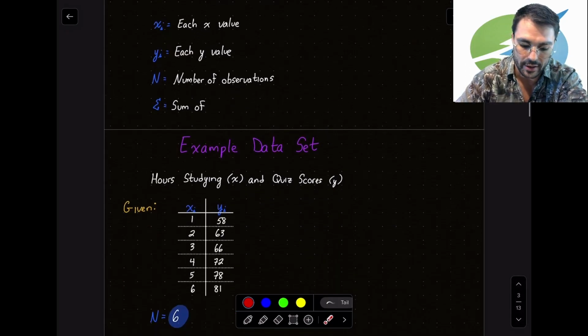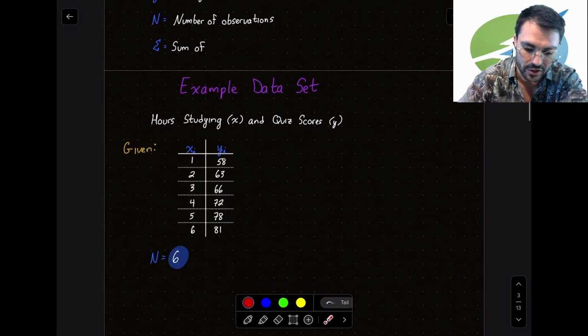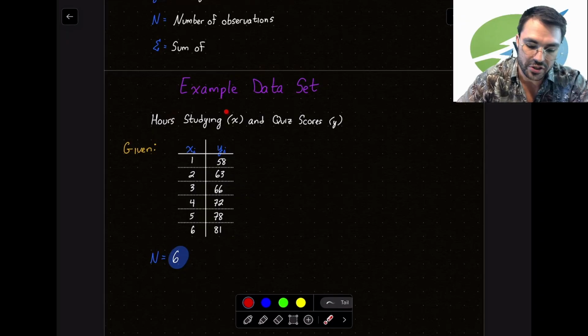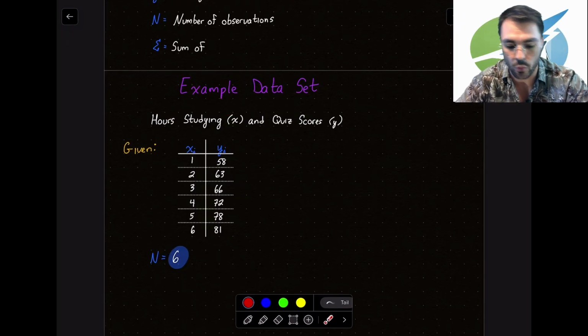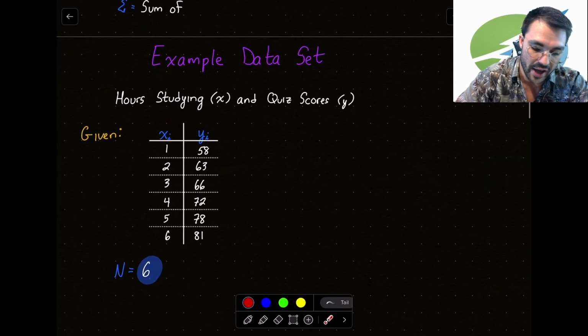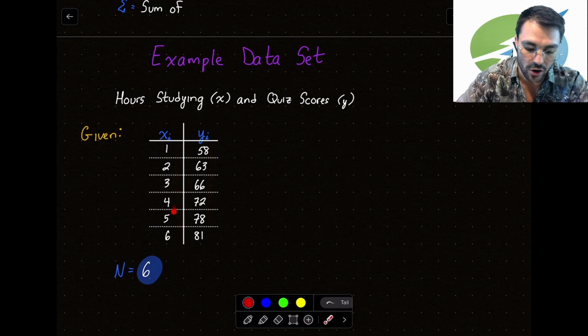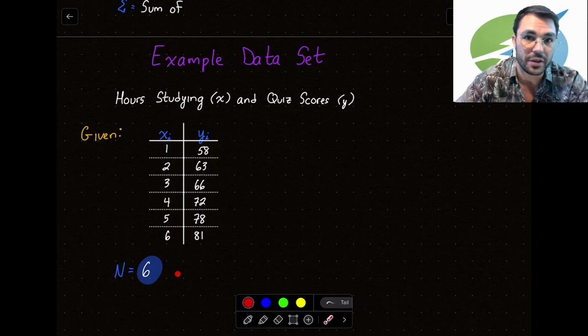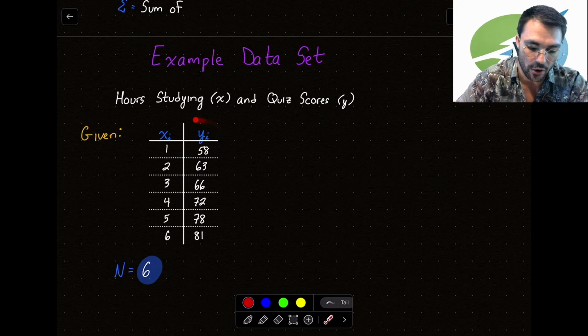All right. Let's take a look at an example. So how do we do this? Here's our example data set: hours studying x and quiz scores y. Like I said before with the x sub i and y sub i, these are all of our x sub i's. We have 6 of them. And these are all of our y sub i's. And we are given n. n is always the number of elements, the number of observations. There are 1, 2, 3, 4, 5, 6 pairings. So n is 6.